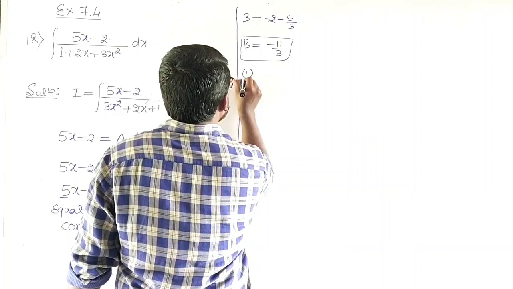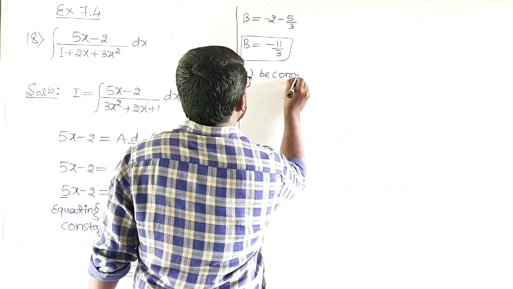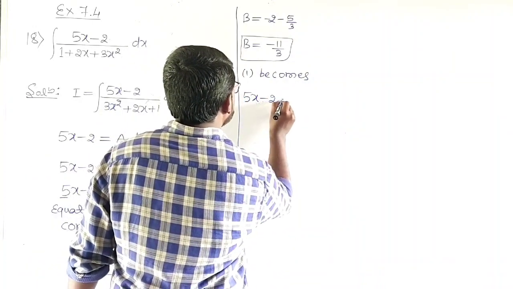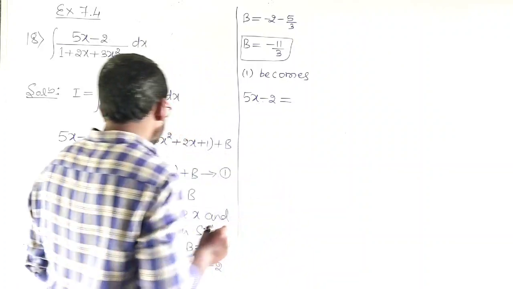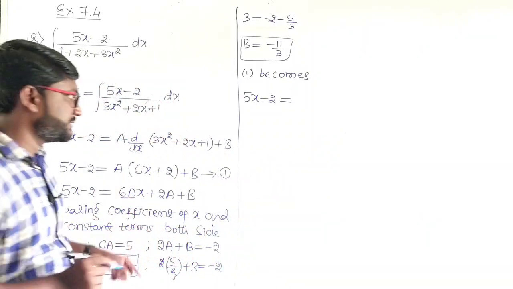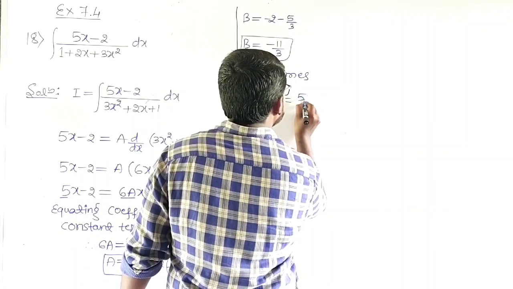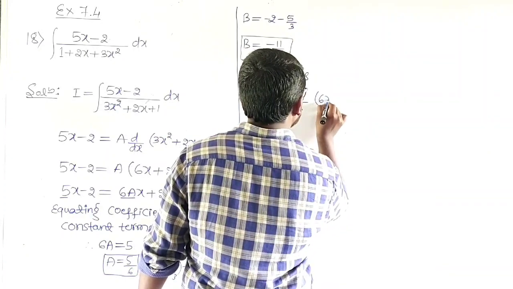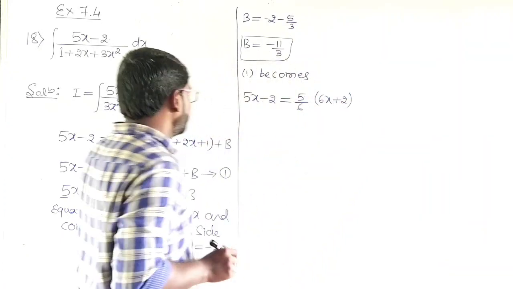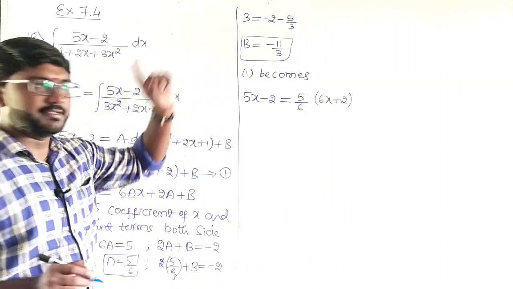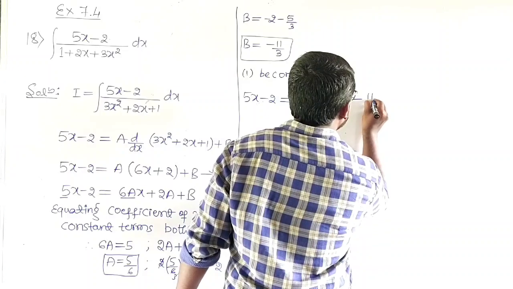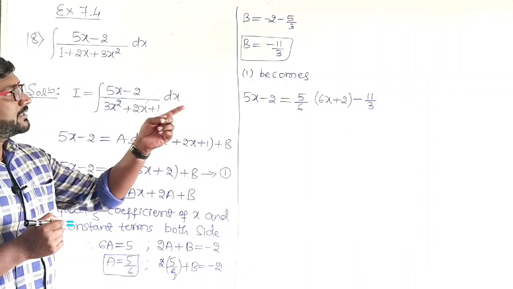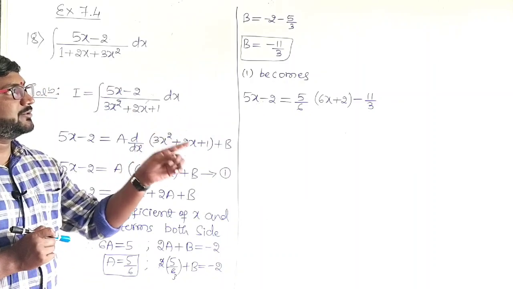So equation 1 becomes 5x minus 2 equals A. What is A? It is 5 by 6. So it is 5 by 6 into (6x plus 2), then plus B. The value of B is minus 11 by 3. So minus 11 divided by 3. Now see here, 5x minus 2 is nothing but 5 by 6 into (6x plus 2) minus 11 by 3.